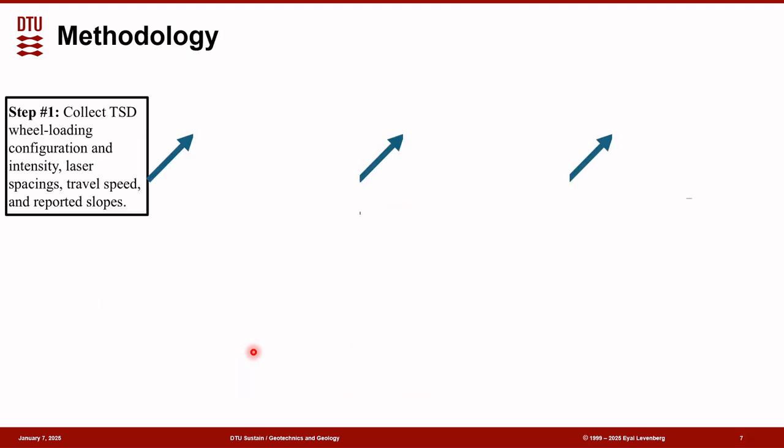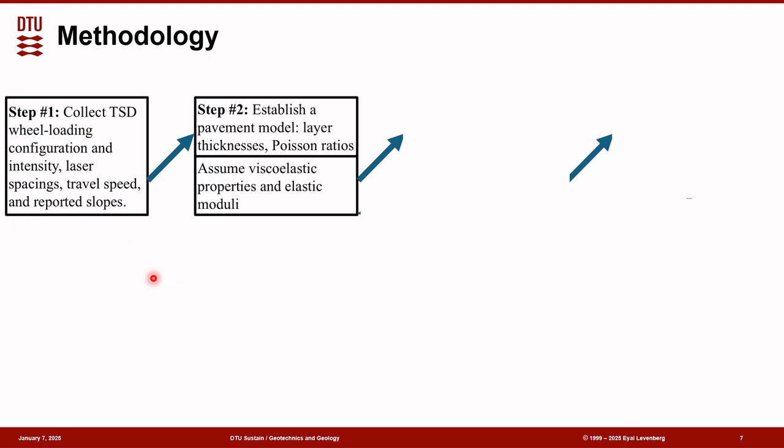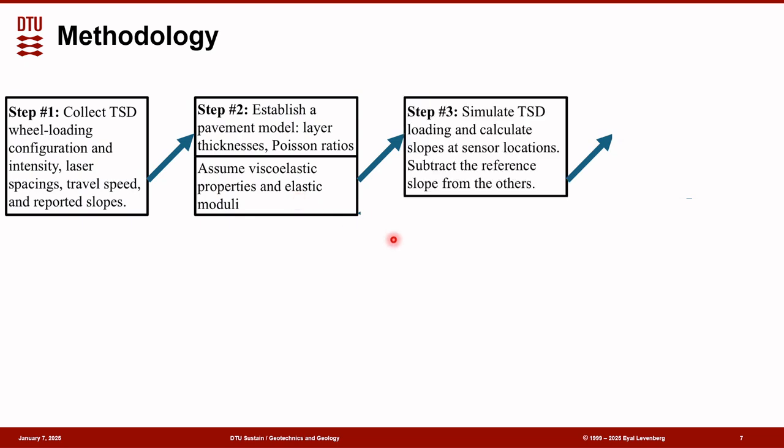The methodology is as follows. We start with collecting the TSD wheel loading configuration and intensity, that is the load intensity of each wheel, the laser spacings for that particular TSD, the travel speed when measurements were taken, and also collecting the reported slopes from the machine. The second step is to establish a pavement model where we need to know a priori the layer thicknesses and also assume Poisson's ratios. The other properties, either viscoelastic or elastic, are assumed.